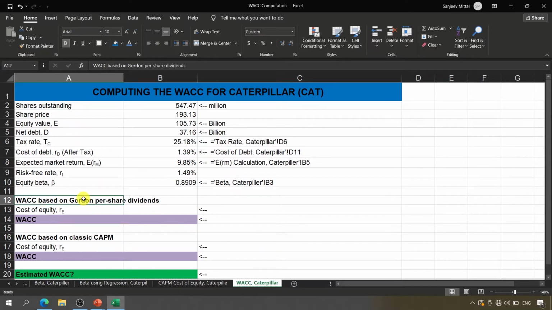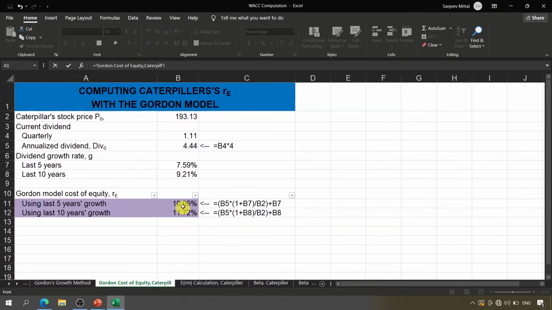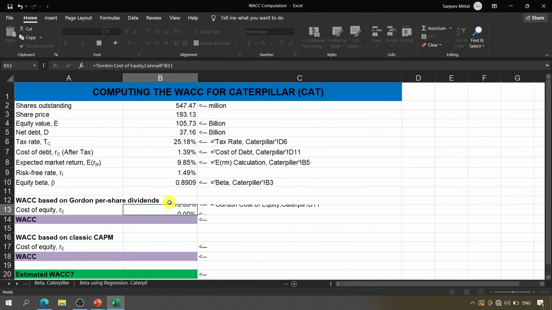So we have calculated our WACC based upon two methods. One method is Gordon's growth model method and another is CAPM method. So let's try to find the WACC, or weighted average cost of capital. Our cost of equity, RE, we already know based upon Gordon's growth model. Gordon's cost of equity is 10.06%, for which we have discussed that we will definitely use the previous 5 years details.